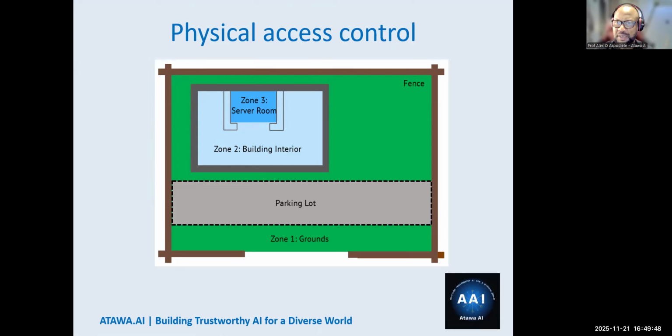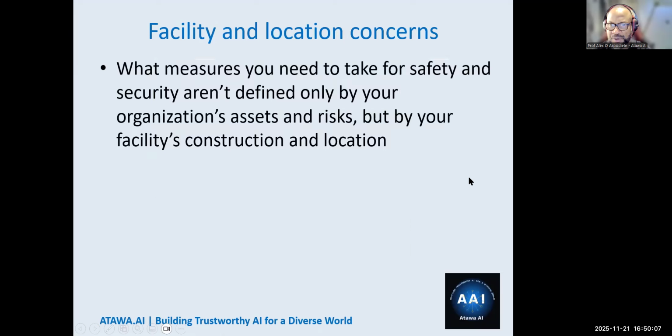Generally, when you see this picture here, you see how physical control is important. You've got the fence, you've got your parking lot, and then in your building you have the interior of the building, like zone 2. But then for your server rooms, you need to provide security internally, because we always say physical security is very, very important. So the whole idea here is, when you think about facility and location concerns, what measures do you need to take for security? Because it's not only about the organizational assets and risks, but also your actual facility construction and the location.